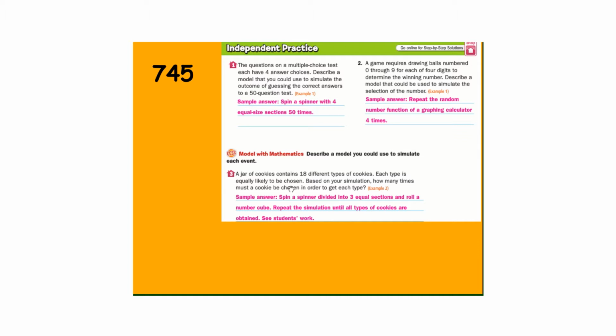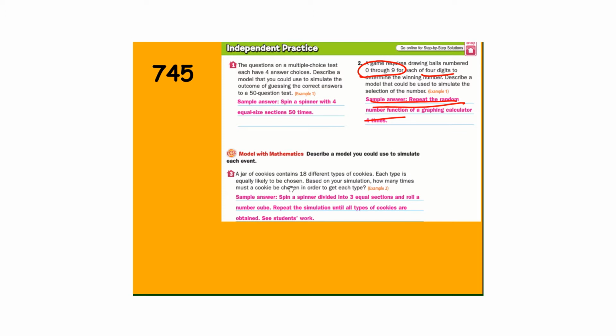Number 2, same thing. Okay, so we weren't allowed to do the graphing calculator. So you would have had to say something different. Numbers 0 through 9 mean you had 10 outcomes. So we would have done maybe a spinner with 10 equal sections. Maybe you could have done 10 cards in a bag, something like that. And we need 4 digits. So we have to do whatever it is you were doing 4 times.